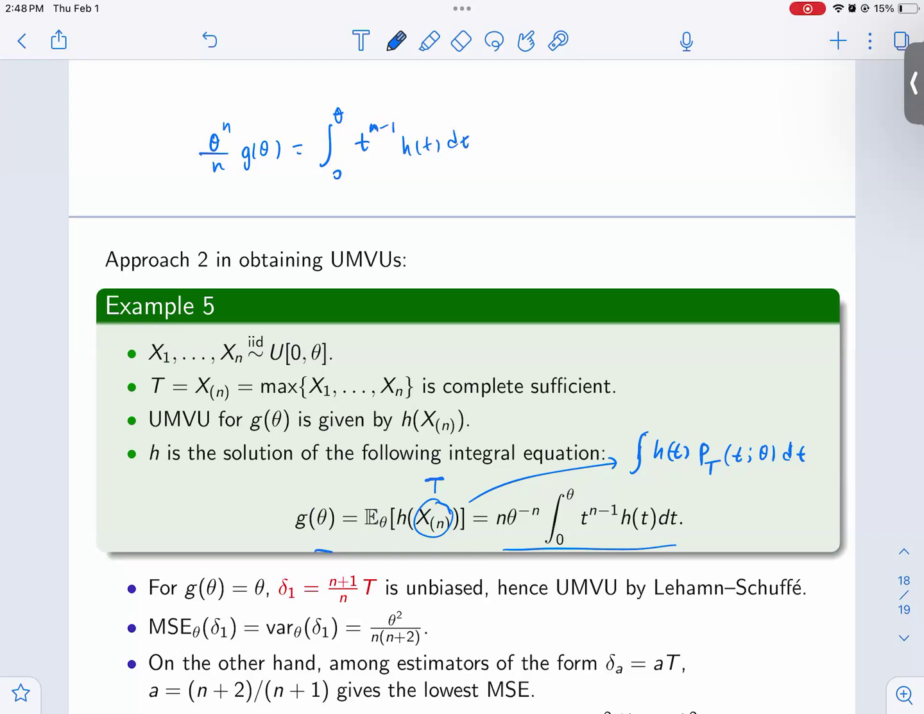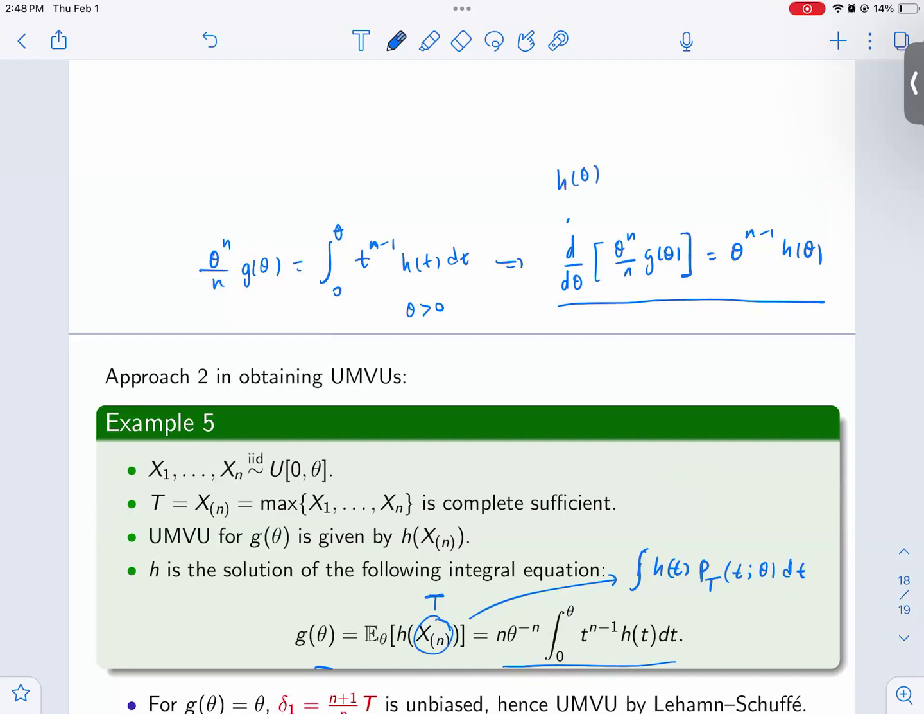And then what is the idea here? Take the derivative. So d/dtheta of theta^n g(theta) is going to be, if I take the derivative, theta^(n-1) h(theta). This has to hold for all theta bigger than 0, so I get that. And so my h(theta) would be 1 over theta^(n-1) d/dtheta of theta^n over n times g(theta), which you can just evaluate generally. And it gives you a functional form.